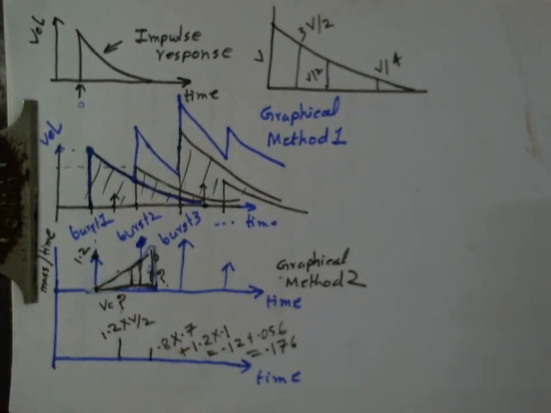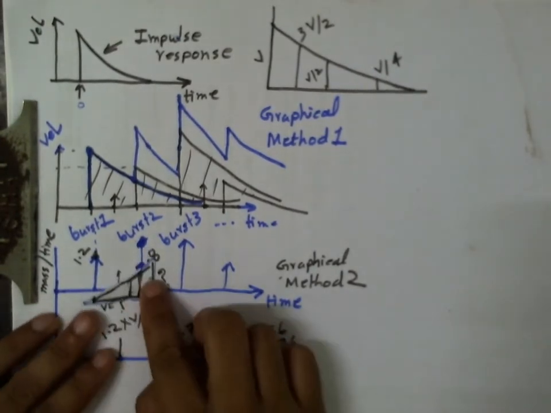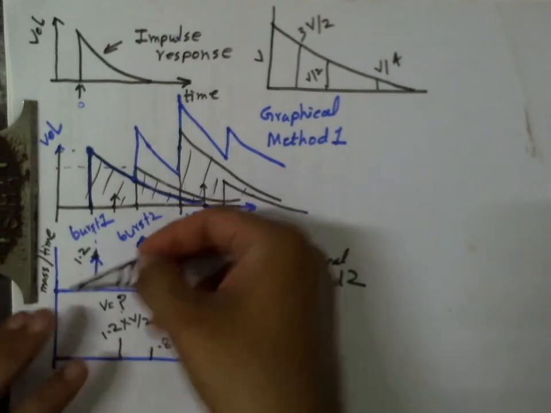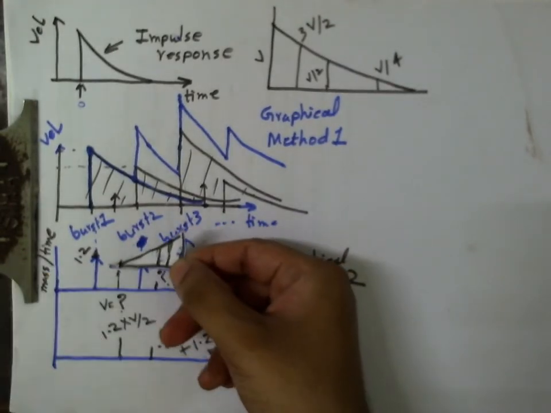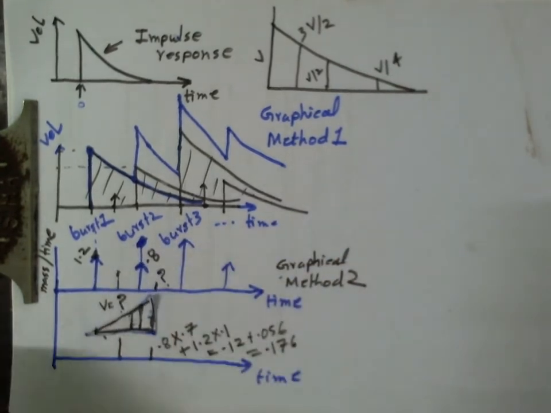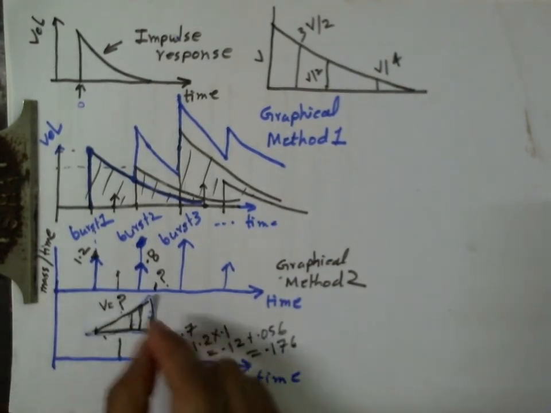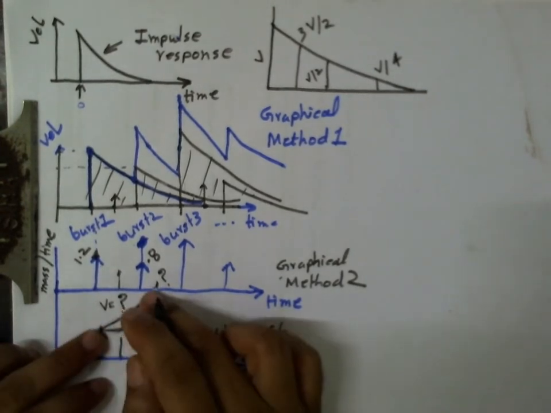Okay, so that's how we can compute the velocity at any instance by looking backwards in time and using this flipped template of impulse response. Now at this point I would like to define some new terminologies.